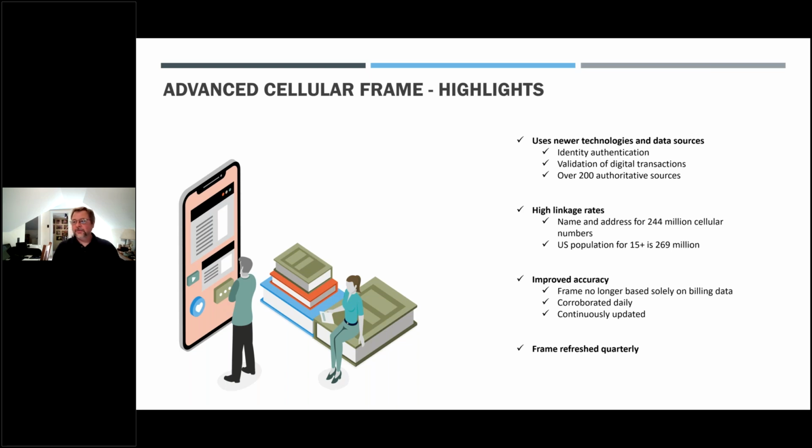We have improved accuracy with the advanced cell phone frame. As I mentioned, it's no longer solely based on billing data. We're able to leverage other sources to fill it out. As an example, getting back to that family that had 5 cell phones, where a couple of the kids are off to school: if they're living in an off-campus apartment, and they put their name and phone out there and do a lot of online transactions, then the address that we're going to end up with in the advanced cell phone frame will be the address where they are at school, and not necessarily the address at home.